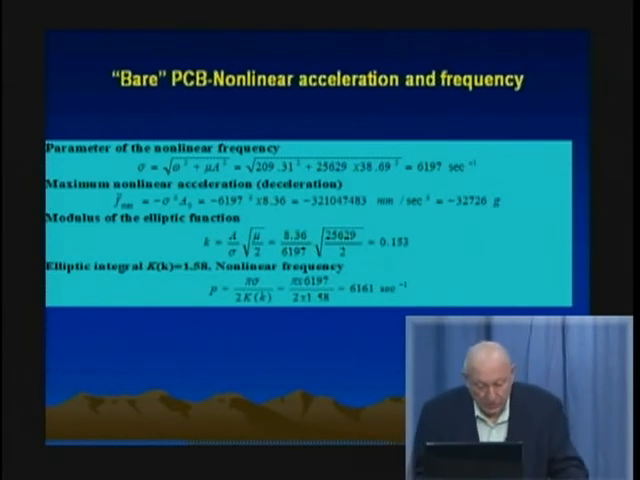However, I'll be happy to answer questions, if any. But the nonlinear frequency, the frequency itself, is 6,161. If you compare the nonlinear frequency with the parameter of nonlinear frequency, they're very close, and they are both significantly higher than the linear frequency. No wonder then the maximum nonlinear accelerations are significantly higher as well.